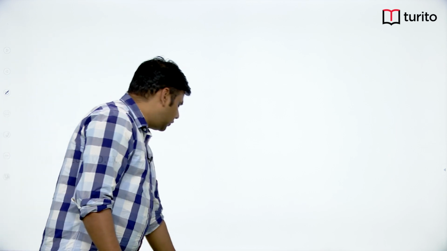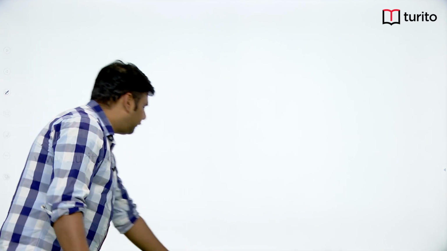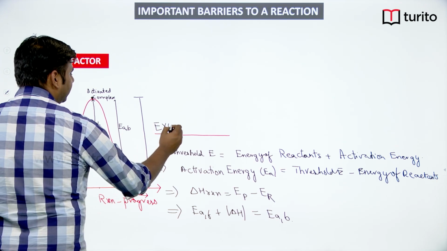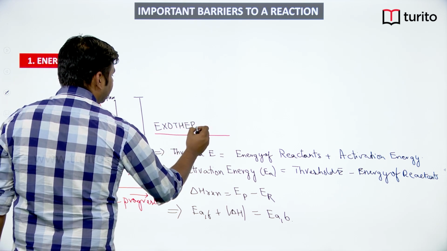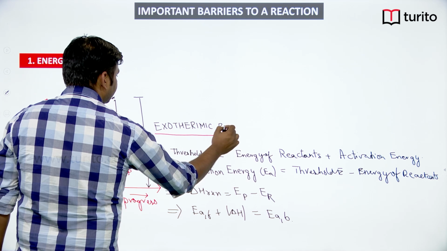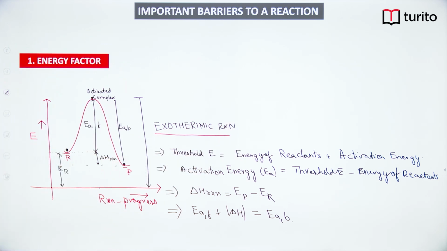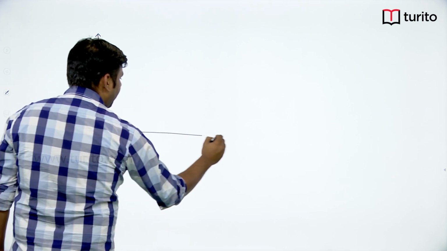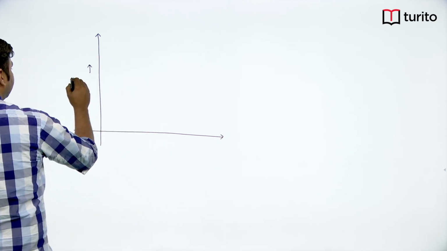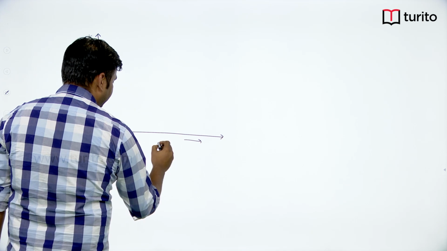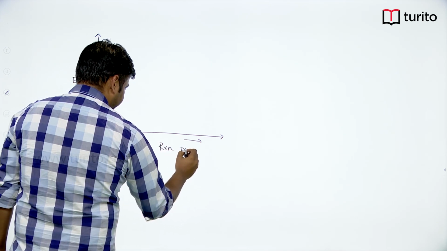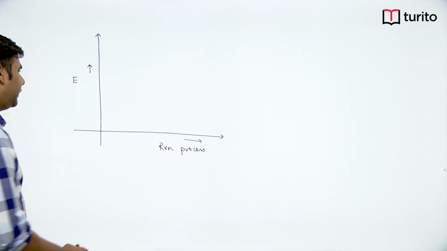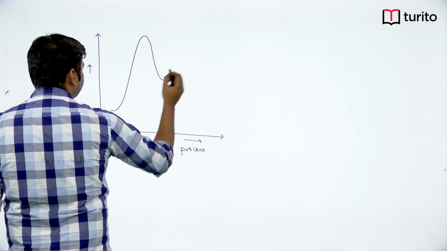Okay, so let us draw the graph. Now if you look at this graph, this is basically a graph of an exothermic reaction, because we can see that delta H over here would be negative. So if we want to draw the graph for an endothermic reaction, we know that delta H is positive, so energy of product should be greater than energy of the reactant. Okay, so this is the graph.